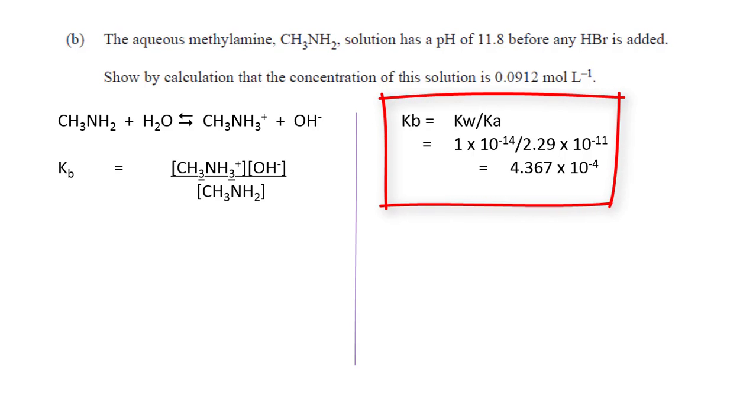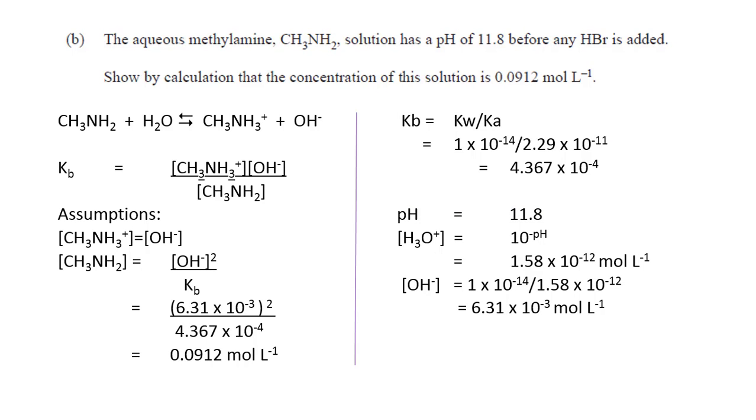So in the question, we're given our Ka value, which is 2.29 times 10 to the negative 11. So I can go Kw divided by Ka, and I get my Kb value there of 4.367 times 10 to the negative 4. Once I have that, I can make an assumption that the methylammonium ion's concentration is going to equal the hydroxide ion concentration. So I can simplify that top line there of my Kb expression to just hydroxide squared, and then I can substitute in my values.